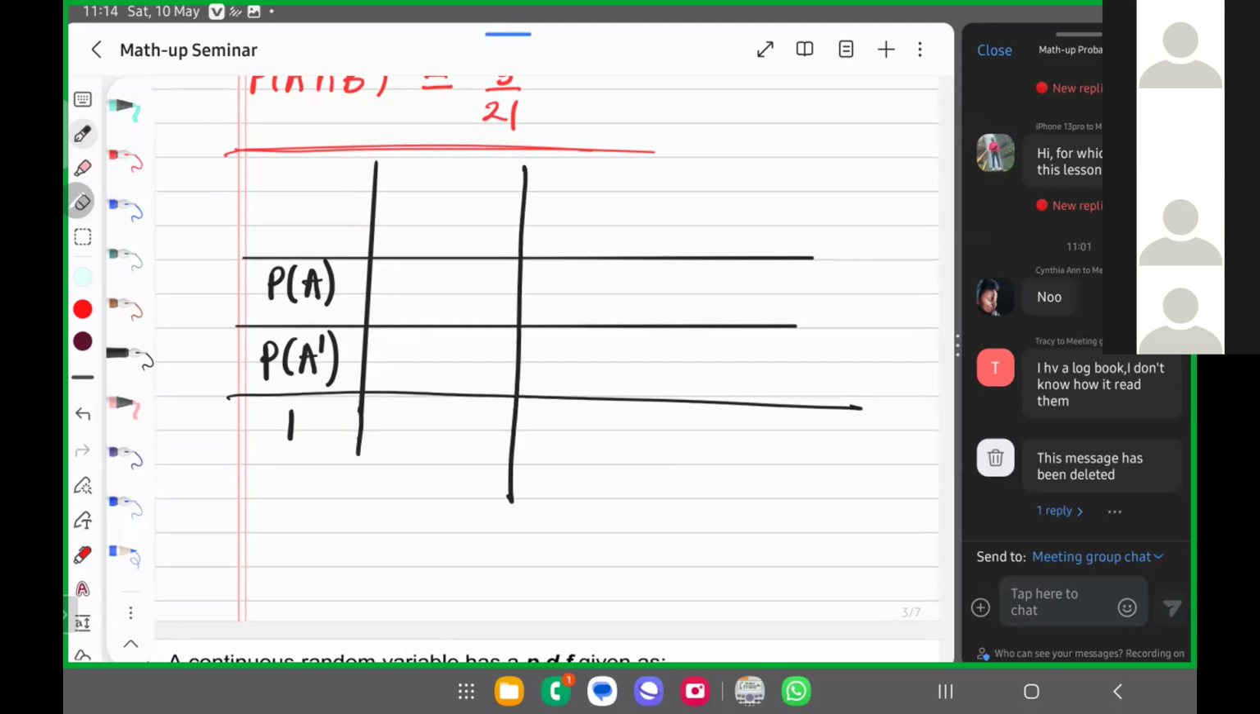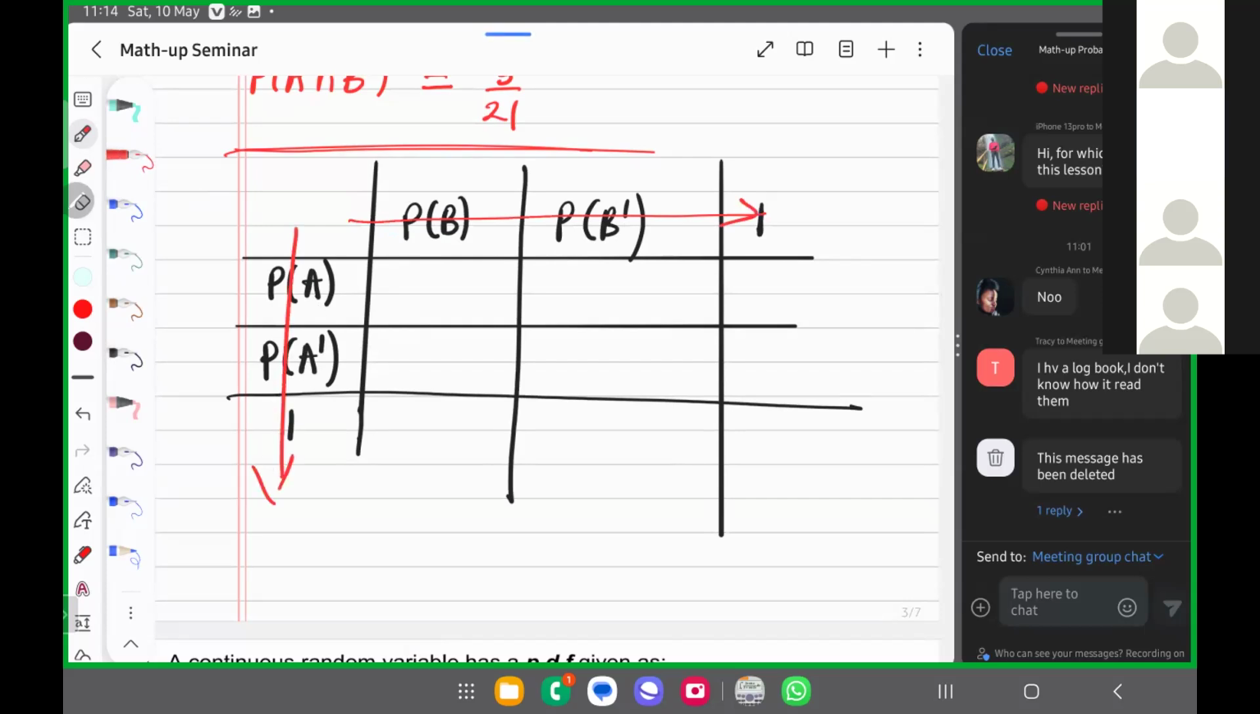And I also have probability of B and probability of B complement. And when I add probability of B to probability of B complement, I end up with a 1. So that is that and that is that. A plus A complement gives me 1. Then B plus B complement still gives me 1.